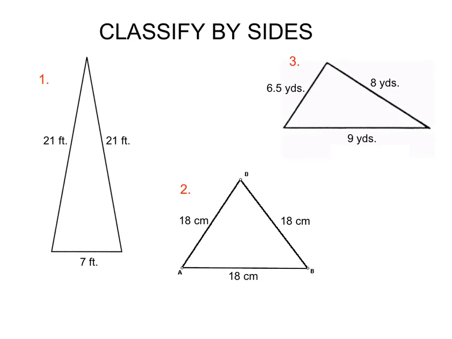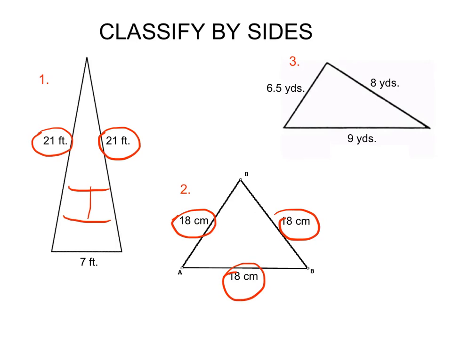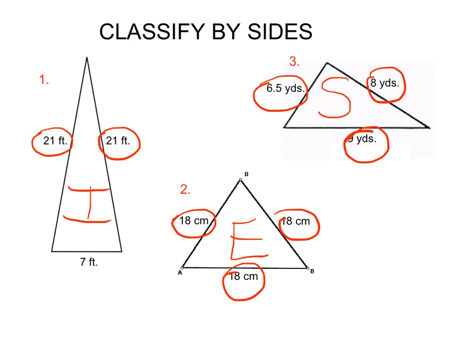Alright, how did that go for you? Let's look at number 1. I've got two sides that are the same, so this would be isosceles. Coming to triangle number 2, three sides that are the same, equilateral. Finally, I've got 3 sides that are all different, so this would be my scalene triangle.